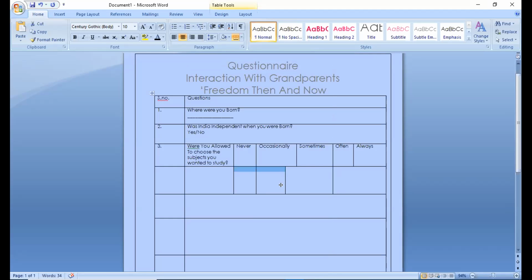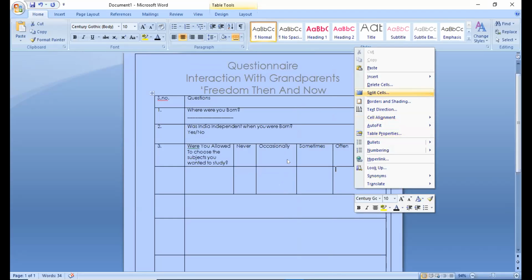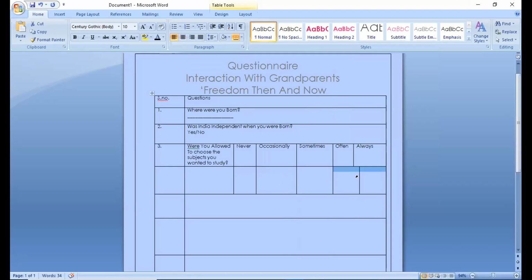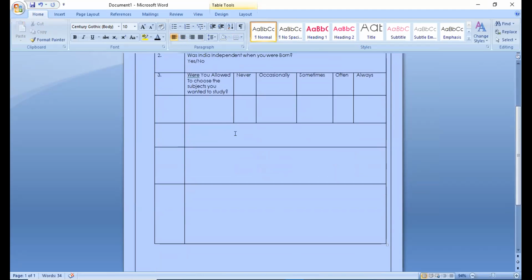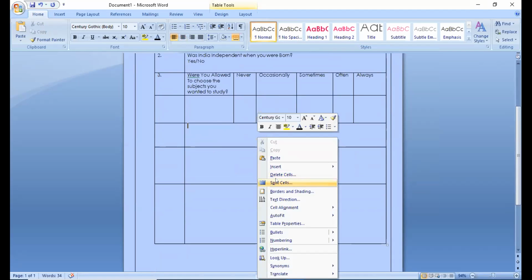Freedom of expression. Your questions will be only around these. Freedom of expression, freedom of thoughts in their days. Then later you can analyze in your days. So whatever question will go to your grandparents about their days, you should write the question. Were you given a chance to choose your profession? Did you go out? Your questions will be like that.